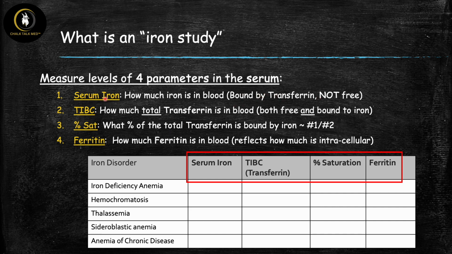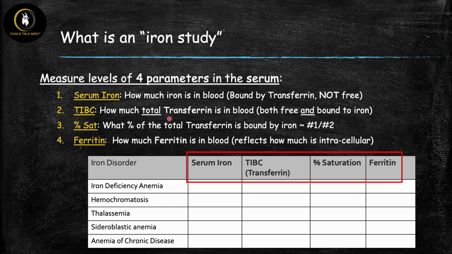So what this is actually measuring is how much iron is present in the blood, and all of that is bound by transferrin. So it's also kind of measuring how much transferrin in the blood is bound by iron. Next one is something called a TIBC. This stands for total iron binding capacity. This is essentially indirectly measuring how much transferrin you have in the blood.